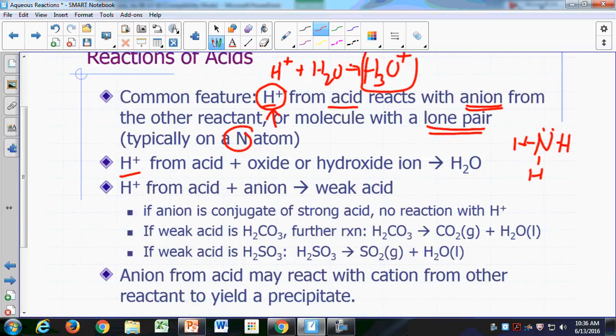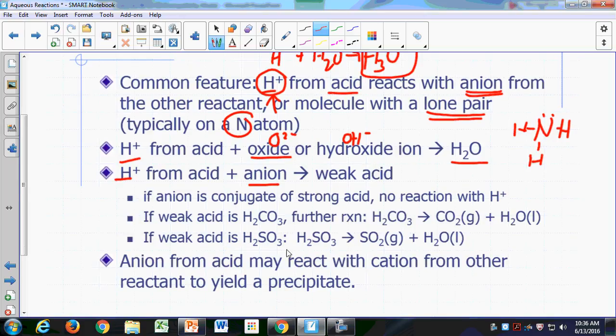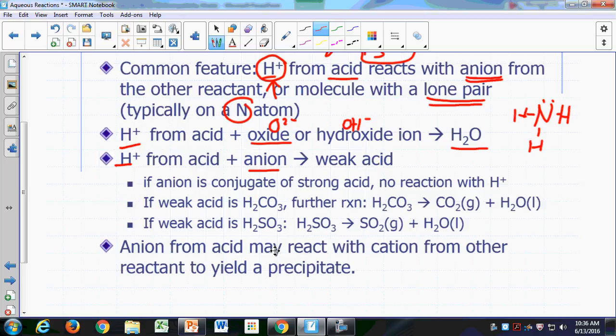All right, so here's some examples. An H plus from the acid can combine with an oxide ion, O negative 2, or a hydroxide ion to give you a water molecule. Okay, the H plus from the acid, like I said, can react with a negative ion. This will occur to a significant extent only if what you can make is what's called a weak acid. If that combination leads to a strong acid, then we know it's just going to fall apart right away, so that's not going to be a significant reaction. So if this anion is a conjugate of a strong acid, you can just ignore that. You say there won't be a reaction with H plus.